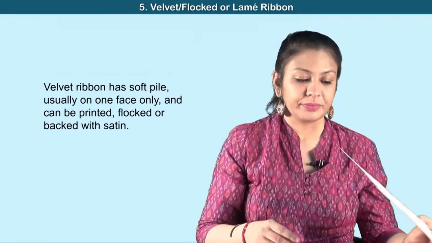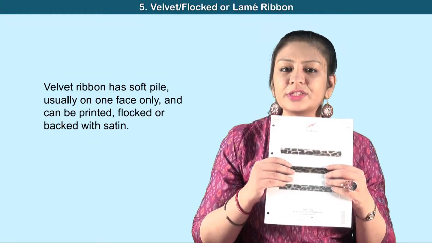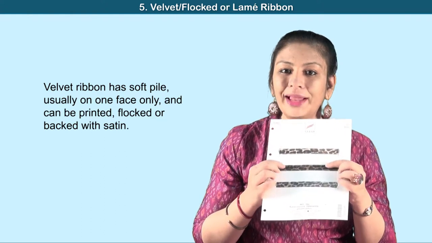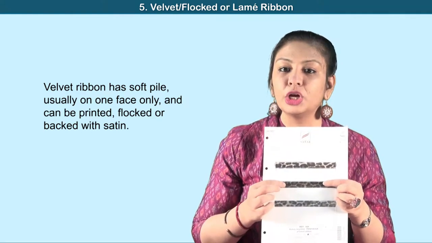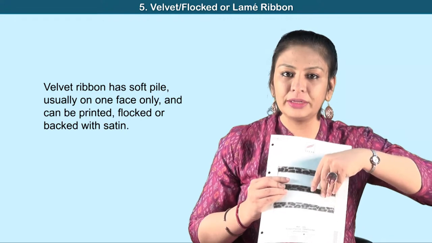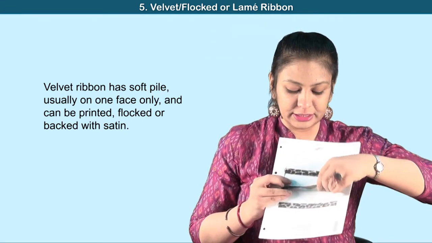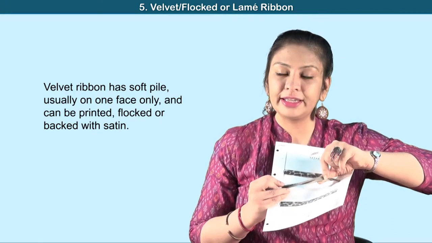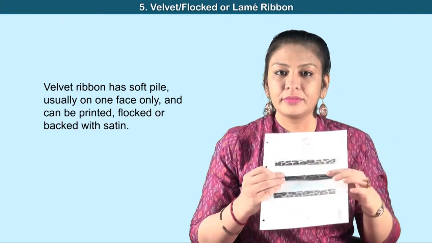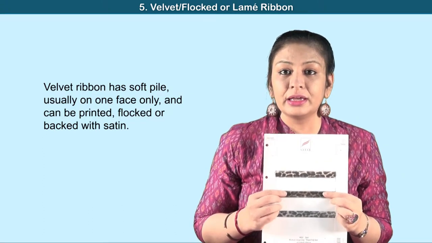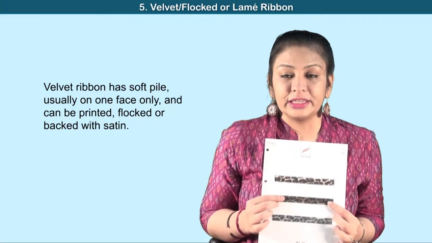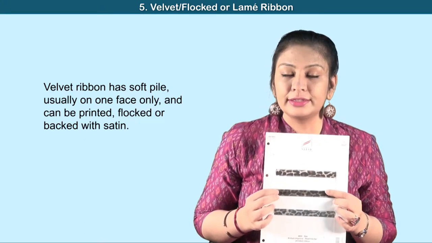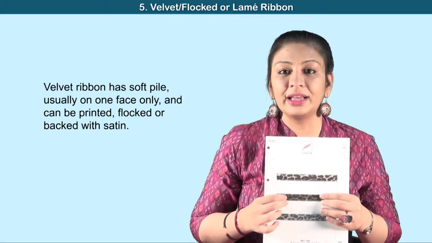The next ribbon is slightly rarer and it's called velvet, flocked or lamé ribbon. Velvet ribbon has a soft pile, usually on one face only, and can be printed such as this. You can see on the back that it has no felting, that is no piling. Velvet ribbons under this generic category can also be flocked, can also be a weave like brasso.